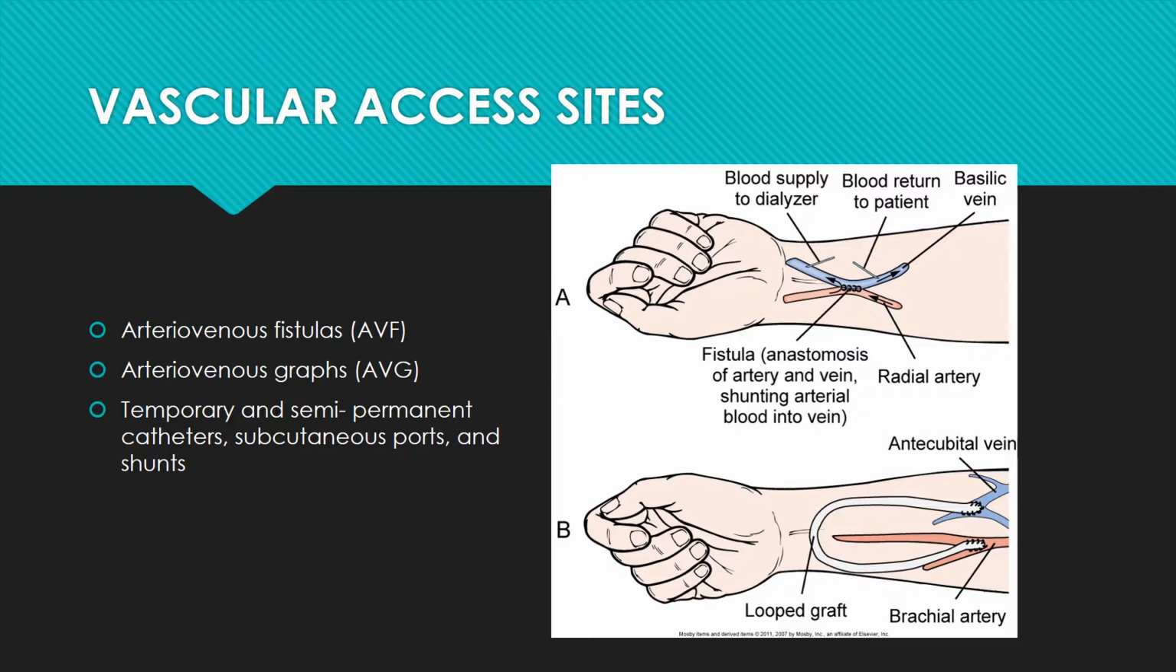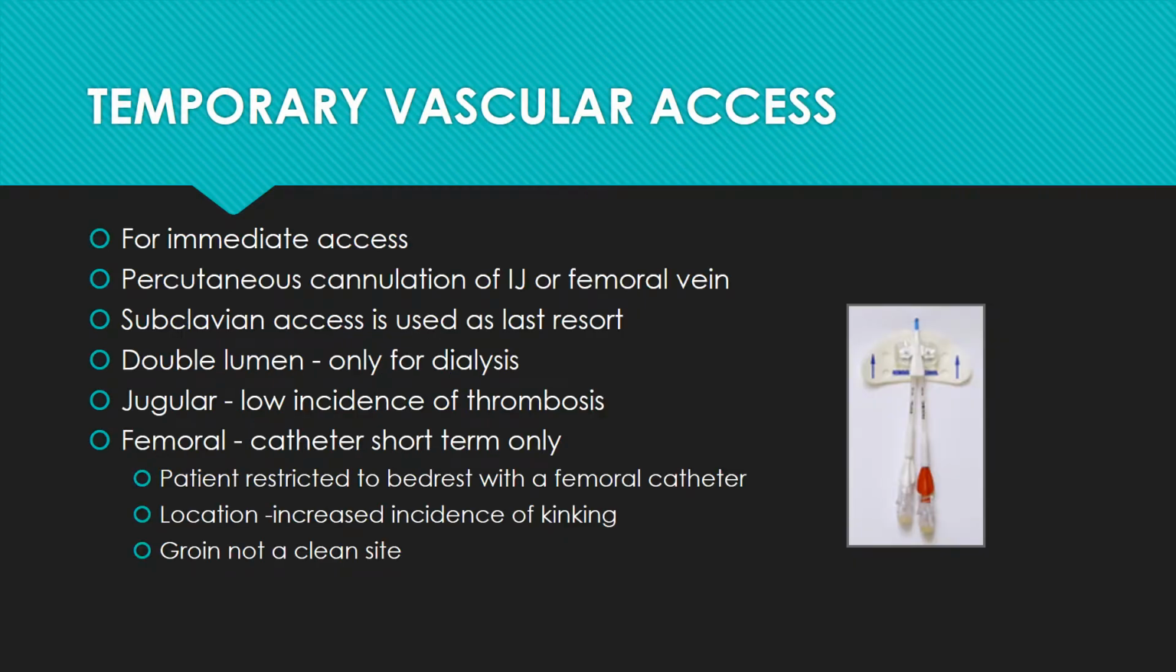And the fistula is an anastomosis of artery and vein, and it shunts the arterial blood into the vein. And a graft, you can see there's a loop graft here between an artery and a vein. And remember, when you're assessing, you need to check pulses distal to the site, and you're looking to hear a thrill and feel a bruit of that.